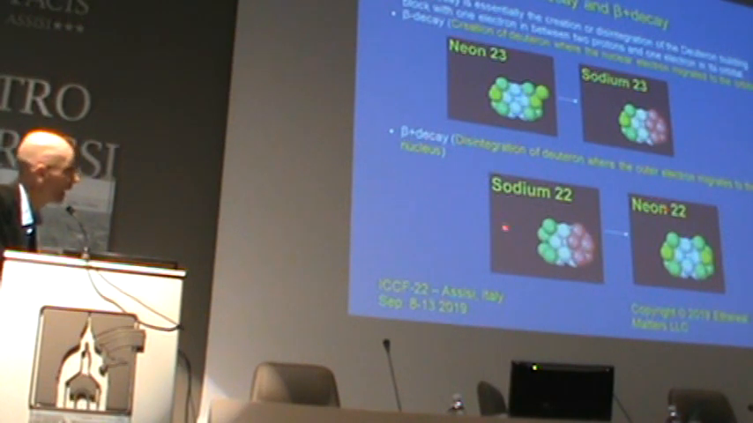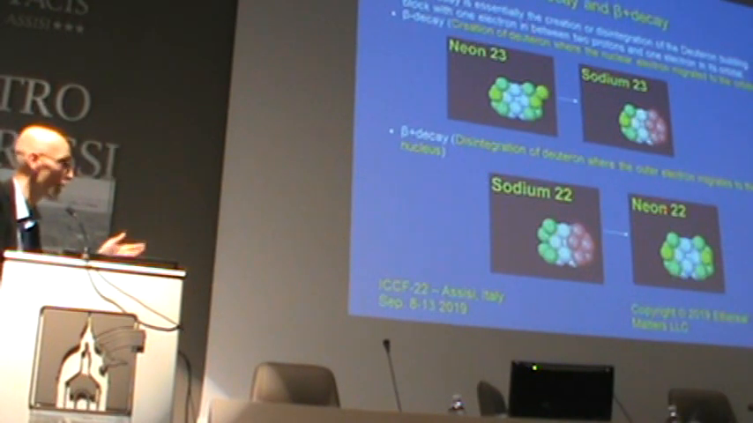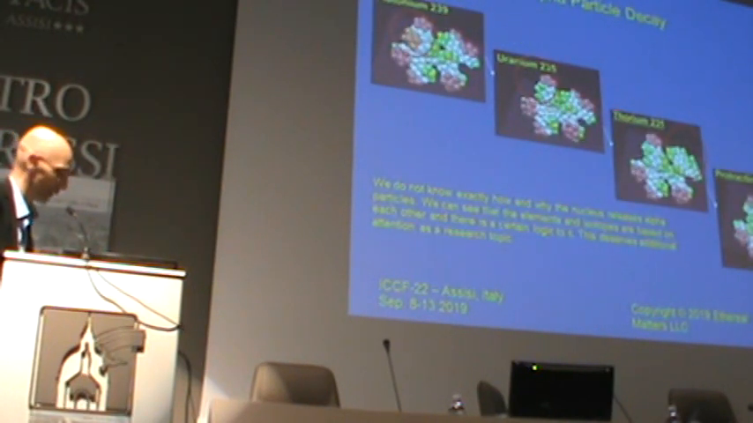Reversed, beta plus decay. We take away 1 from the sodium 23. We are left with sodium 22, then it's not stable anymore because it's unbalanced, and it decays into a neon 22, back to its balanced state. So this is, I believe, depicting beta minus and beta plus decay, the creation or the disintegration of the deuteron building block. Alpha particle decay.